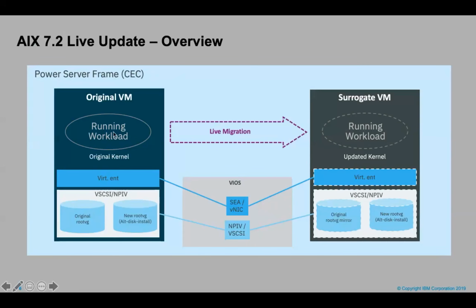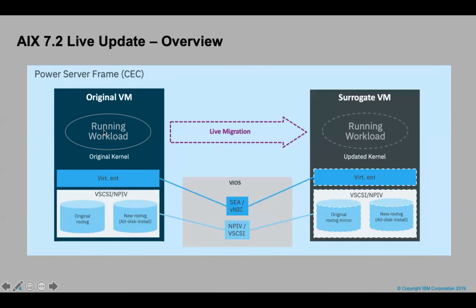It could be DB2, Oracle, WebSphere, it could be any application. And underneath that, we have the operating system running a particular kernel at a particular service pack, a particular technology level, running AIX. And what we'd like to do to this VM is actually update that kernel to a newer TL or a newer service pack. Now, traditionally, to do that, we would actually have to patch the operating system, stop the workload, and restart that VM for those fixes to take effect.